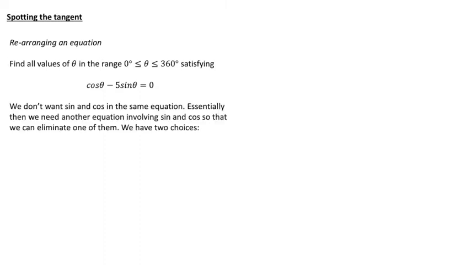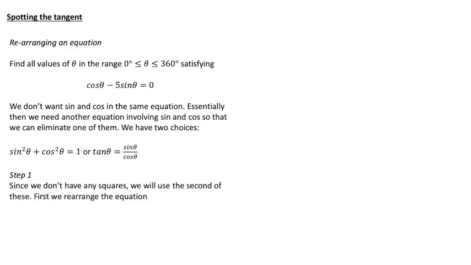Now, we don't want sine and cos in the same equation. So essentially what that means is we need another equation which involves sine and cos so that we can eliminate one of them. And we have two choices. We know that sine squared theta plus cos squared theta is equal to 1, and we also know that tan theta is equal to sine theta over cos theta.